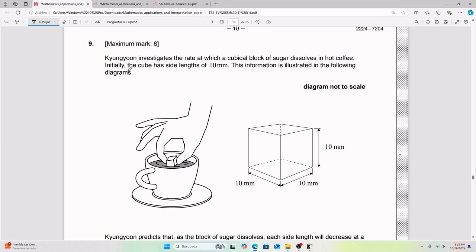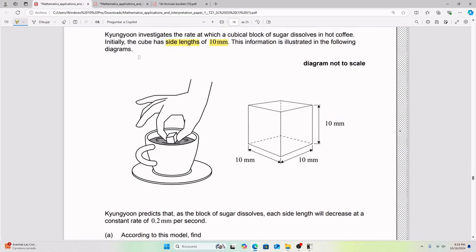Find, we have that Kyung-yoon, I don't know if I'm saying that correctly, investigates the rate at which a cubical block of sugar dissolves in hot coffee. Initially, the cube has side lengths, and that's important, of 10 millimeters. This information is illustrated in the following diagrams. So yes, it's a cube because it's just a bunch of squares lined up, right? And all these different sides are all 10 millimeters.